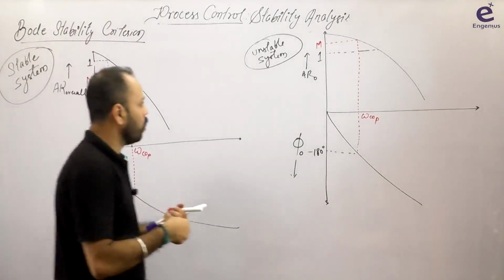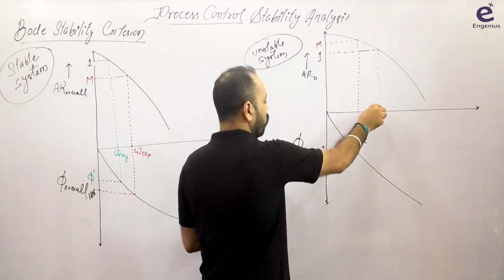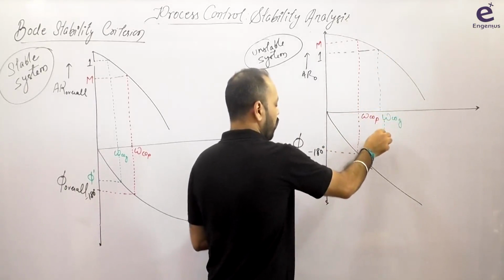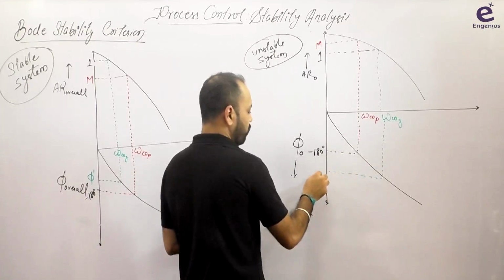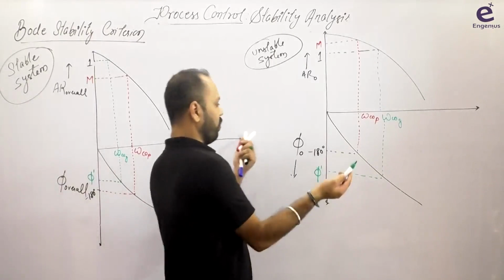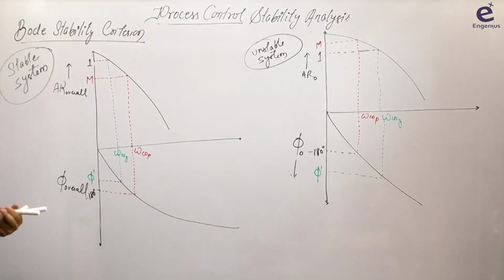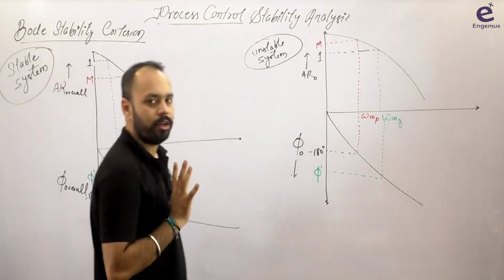Let us see here. When AR overall is equal to 1, the corresponding crossover frequency is omega COG, and at the value of omega COG, the phi overall is less than minus 180 degree. Phi dash is less than minus 180 degree. So this is unstable with respect to both the criteria. This is how we check the stability of a system with the help of Bode plot. दोनों diagram बना लेना, very very important.